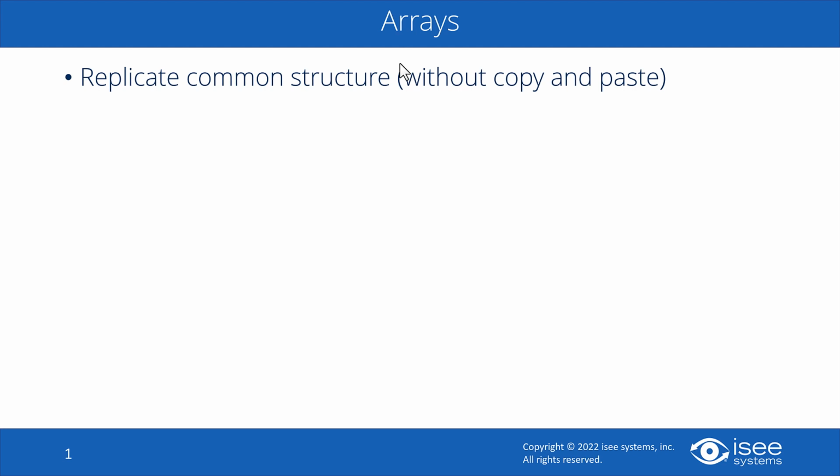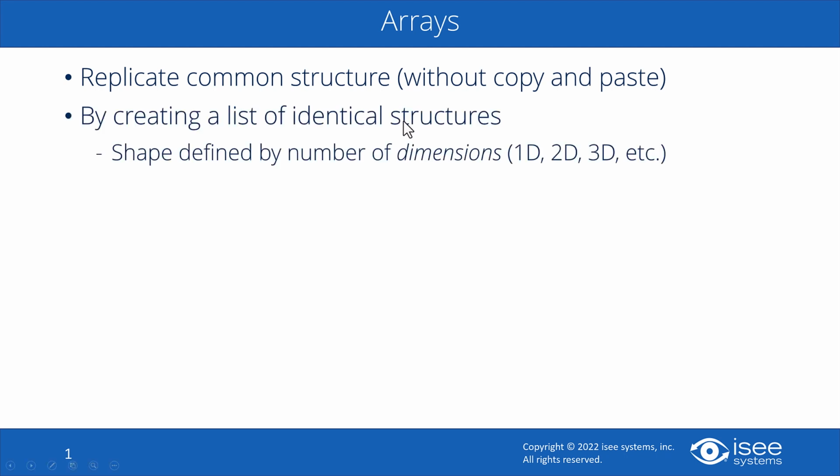In this set of tutorials, you'll be introduced to arrays. An array is a way to disaggregate your structure. It allows you to replicate common parts without having to use copy and paste. It does this by creating an identical structure underneath the same variable name. So for each variable, I have several identical variables under it.